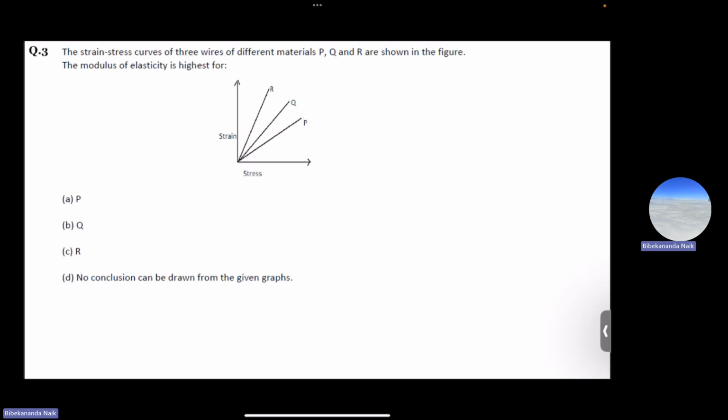The question says the stress strain curves of 3 wires of different materials P, Q and R are shown in the figure. The modulus of elasticity is highest for: option A, P, option B, Q, option C, R, and option D, no conclusion can be drawn from the given graphs. So these are the 4 options. This is a really good question where from the graph we can determine for which wire the modulus of elasticity is highest. I'll give you a few minutes and then we will discuss.